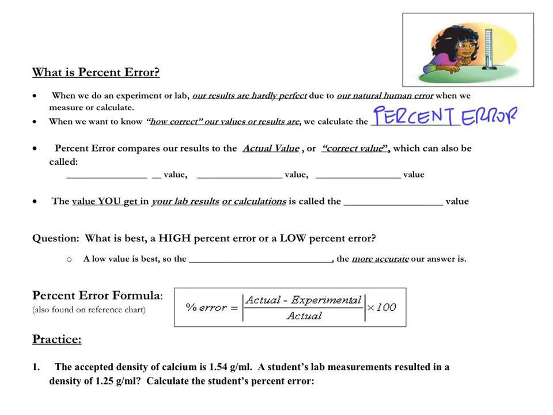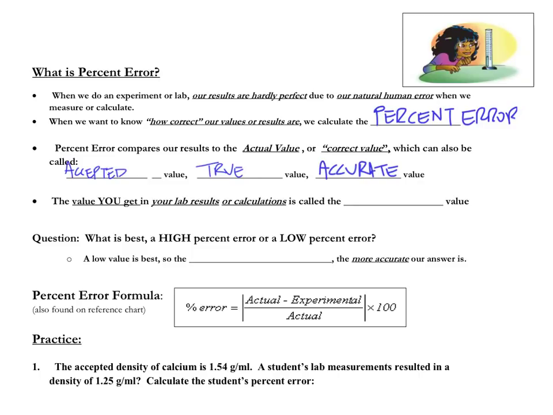Okay? So percent error compares our results to the actual value, so what the results should actually look like. We also call these the accepted value. We could call them the true value. Or we can call them the accurate value. That's what we want to achieve. That's what it should look like. Our results should be an accepted value, a true value, or an accurate value.